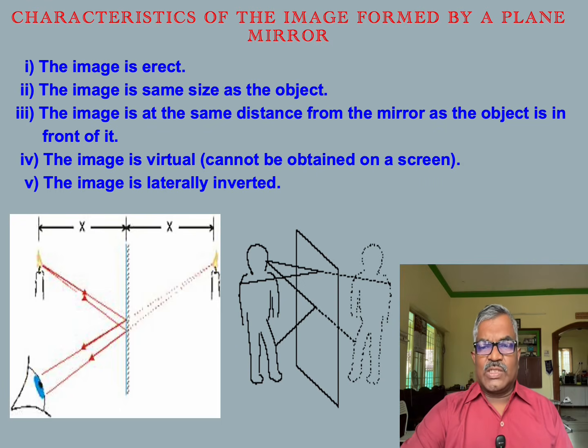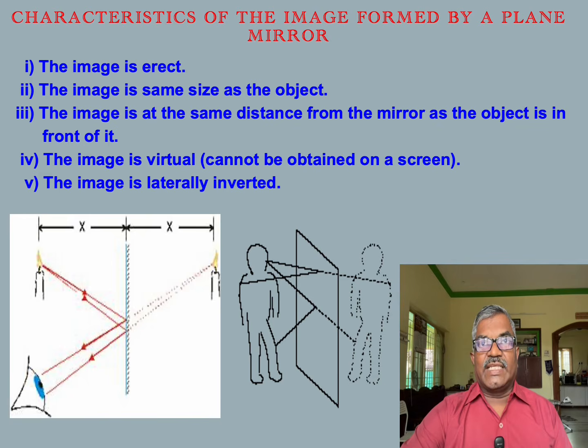Dear students, you must know the formation of image by a plane mirror. Everyone knows about the plane mirror because everyone uses mirrors. There is a plane mirror. The image formed by a plane mirror is always virtual and direct. What is virtual? Virtual image means that it cannot be obtained on a screen. The size of the image is equal to that of the object. The image formed is as far behind the mirror as the object is in front of it.